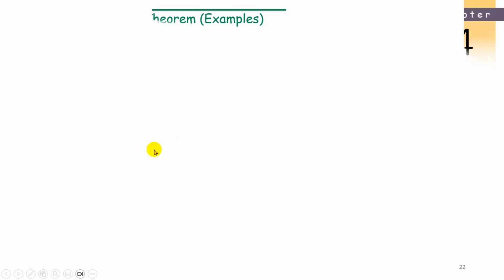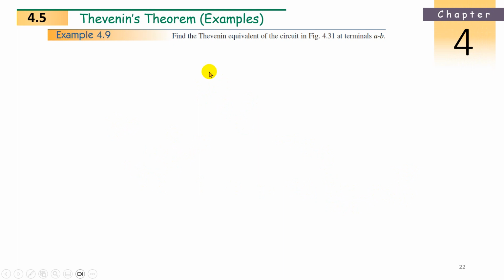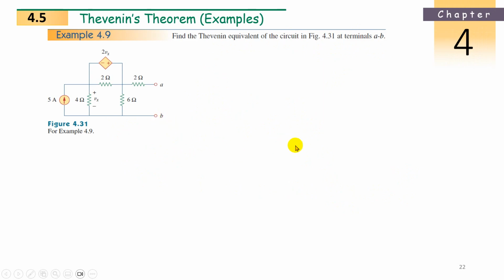Now coming to another example with dependent sources. Find the Thevenin's equivalent circuit at terminals A and B. Here we only need the equivalent circuit, not much. No need of load current or load voltage. Now this is the circuit.